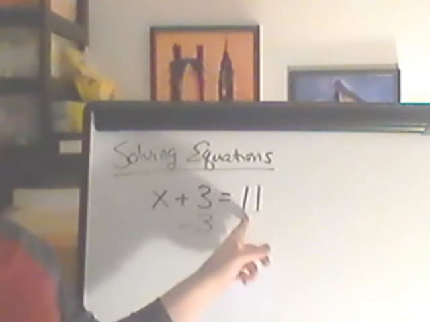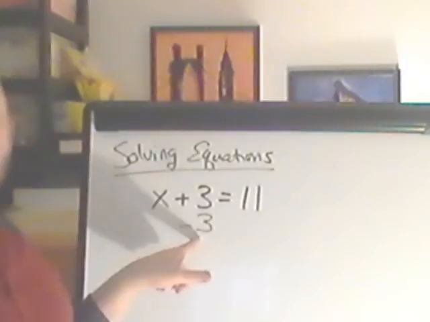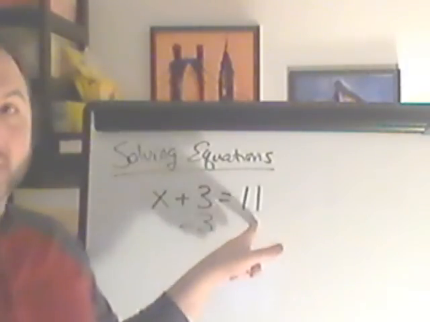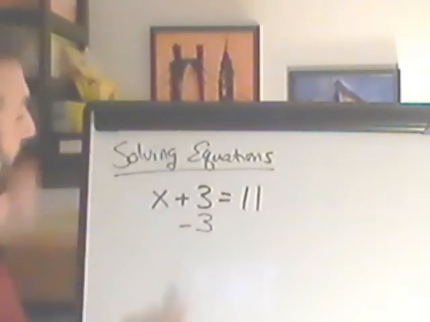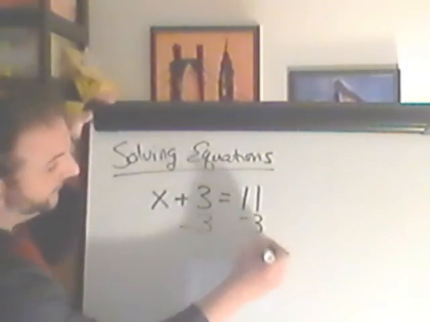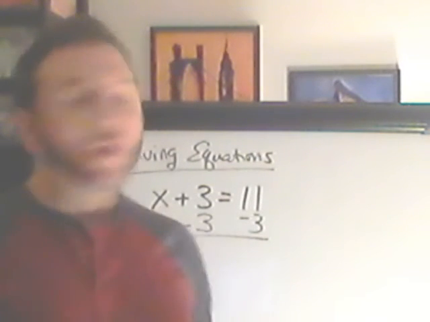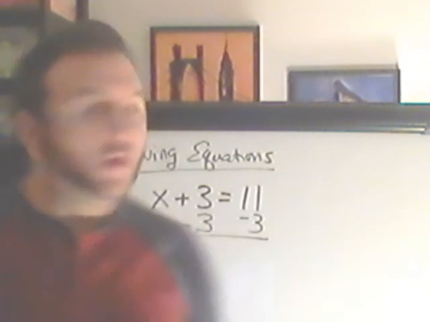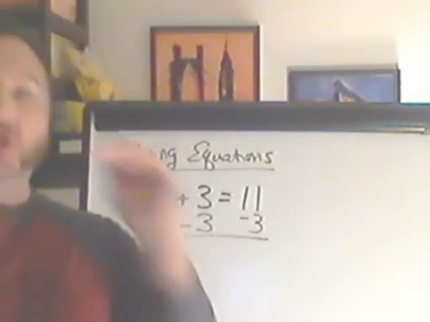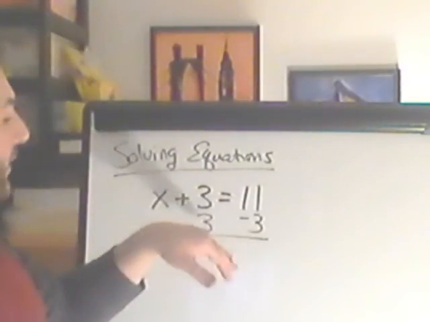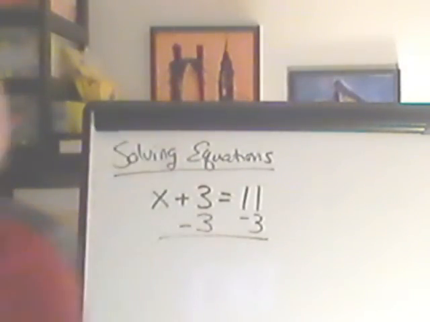Luckily, there's only one thing here. So this 3 is going to be taken away from this 11. Okay? So what I did here, I have to do here. The good news is, because they're both regular numbers with no letters next to them, I just leave them alone. And I could just take away the regular number 3 from both sides. Now, I solve.